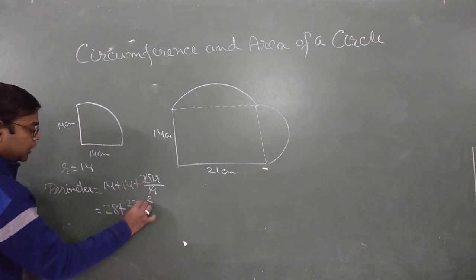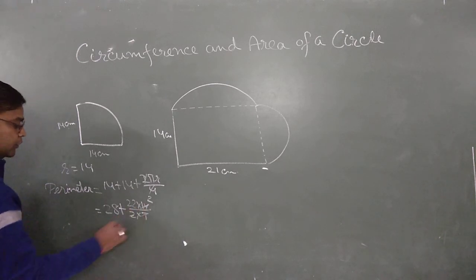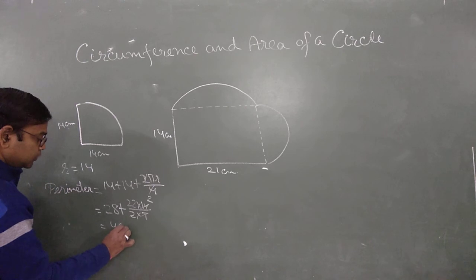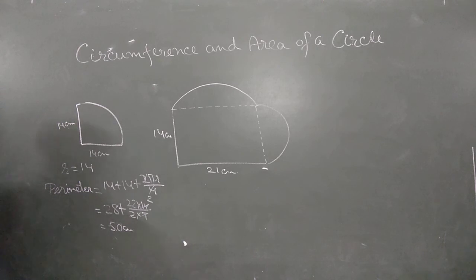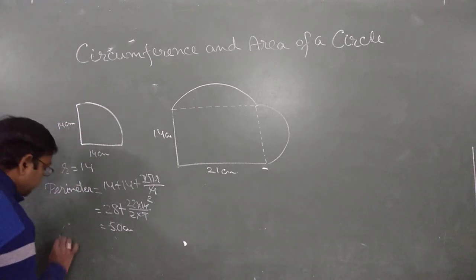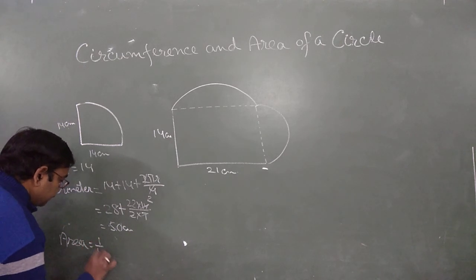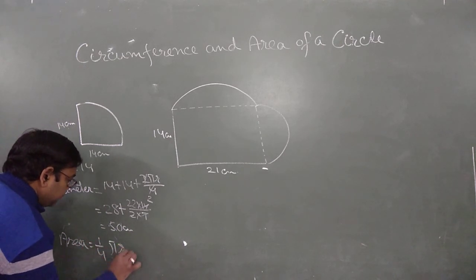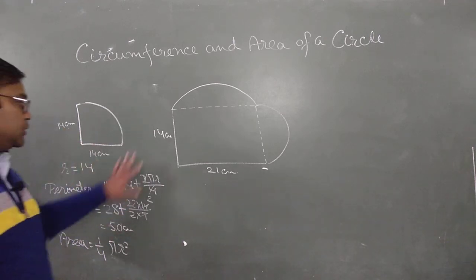22 into r, which is 14, upon 2 into 7. It's near about 50 centimeter. And similarly, you have to find out the area. Area is 1/4 of pi r square. Place the value of r, you have the answer. Now leave this part, come to this part.